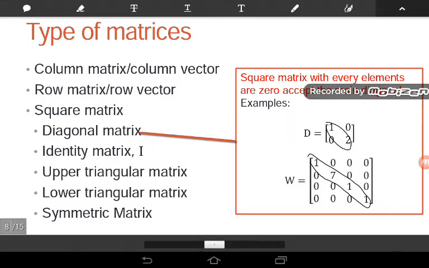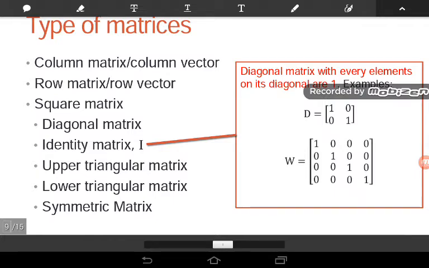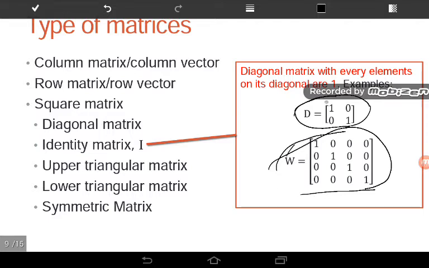Next, identity matrix. So what is an identity matrix? An identity matrix is a diagonal matrix with every element on its diagonal being 1. You can see the example, matrix D and matrix W. So all the diagonals are 1.